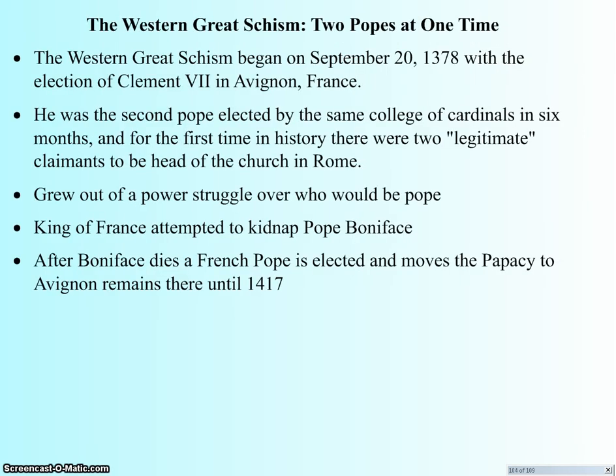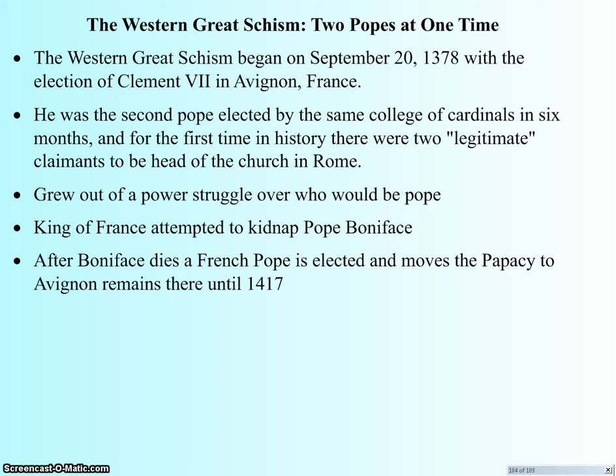Okay. One of the things that leads to this is what's known as the Great Western Schism. The church had already divided between the Eastern Orthodox and the Roman Church, but then in 1378, you have an election of a pope, but he's the second pope. And now you have two people who claim that they are the head of the church. It grows out of a power struggle over who would be pope.